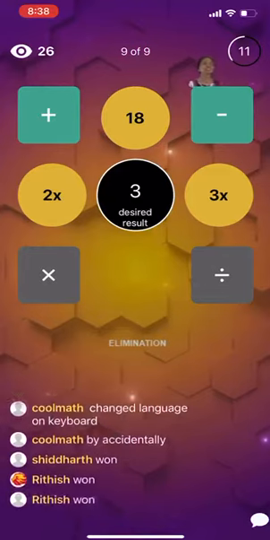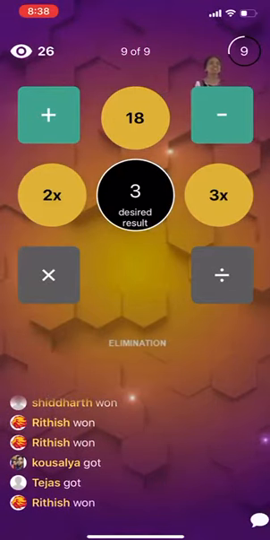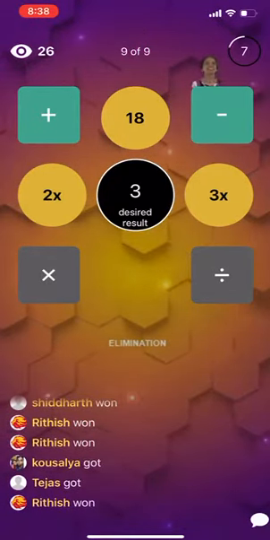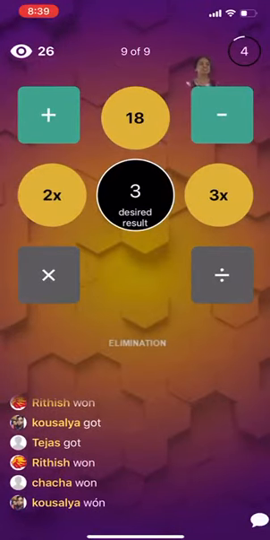Siddharth said 1. That's good. Ritesh also 1. Kausalya got it. Tejas, Ritesh is ashamed. Everything.